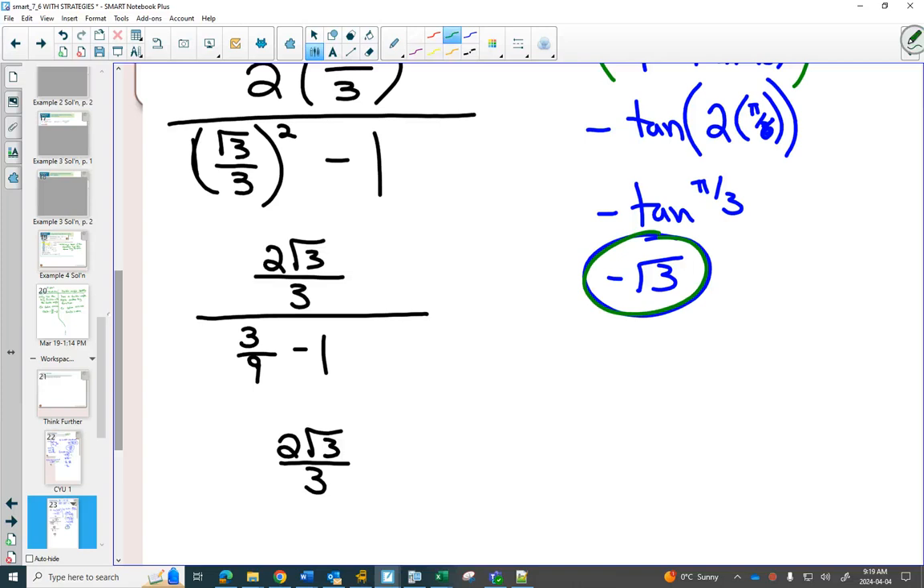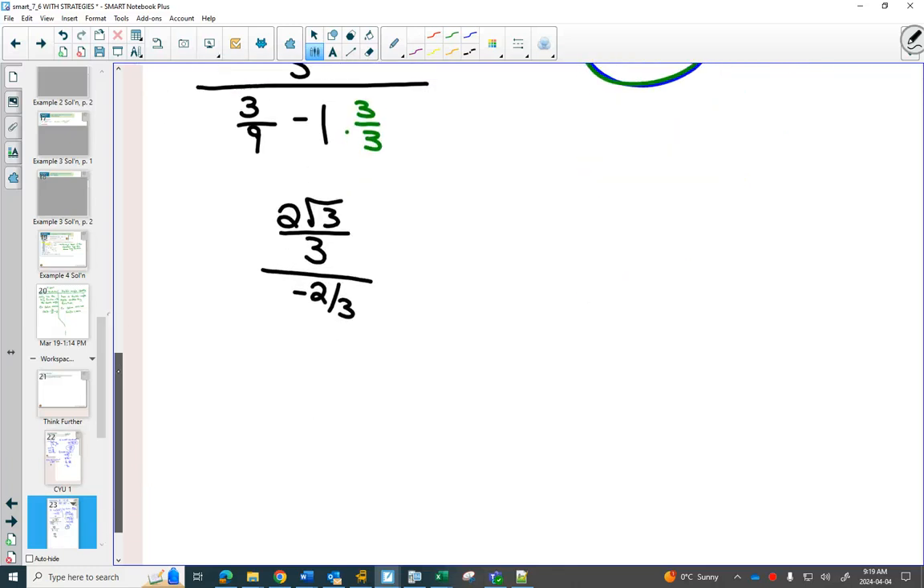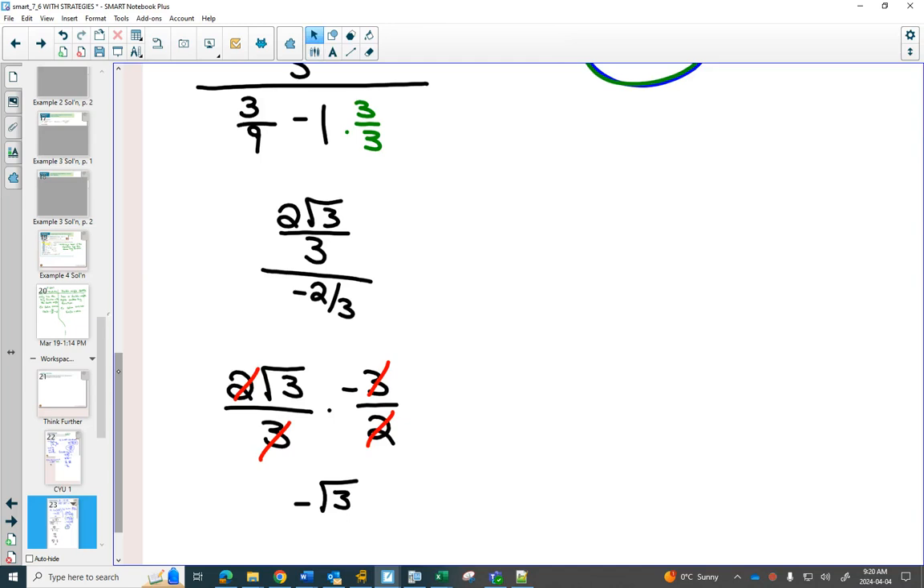And then I would think about multiplying this by 3 over 3 to get a common denominator. So 1/3 minus 3/3 would give me negative 2/3. And once I have a single fraction in my numerator and a single fraction in my denominator, I can multiply by the reciprocal. My 3's would simplify, my 2's would simplify, because it's all multiplying. And I would also get negative root 3.